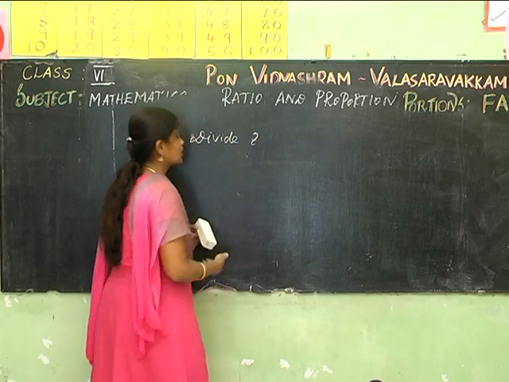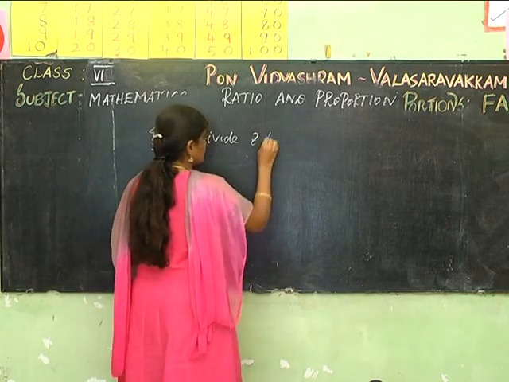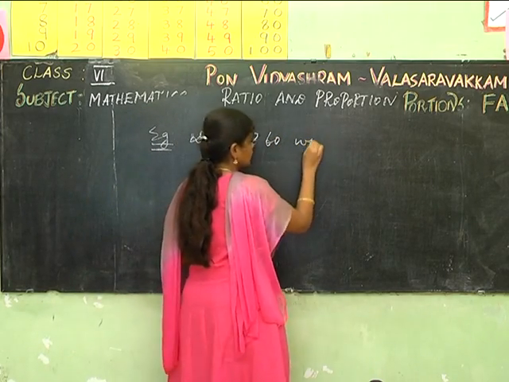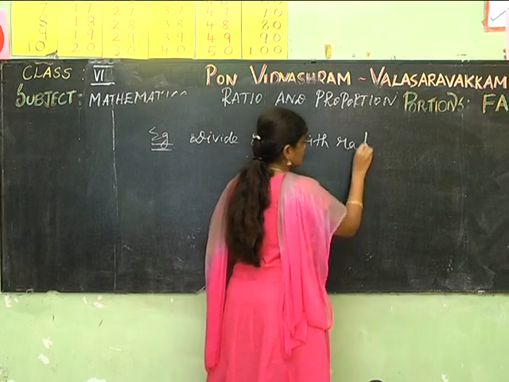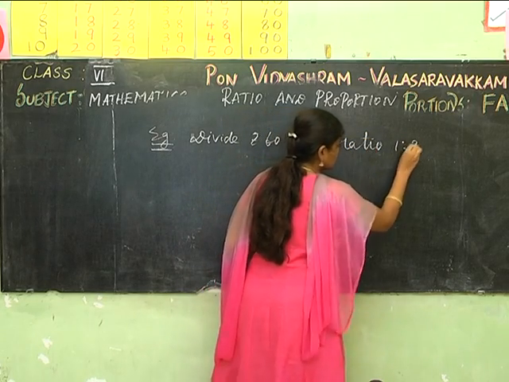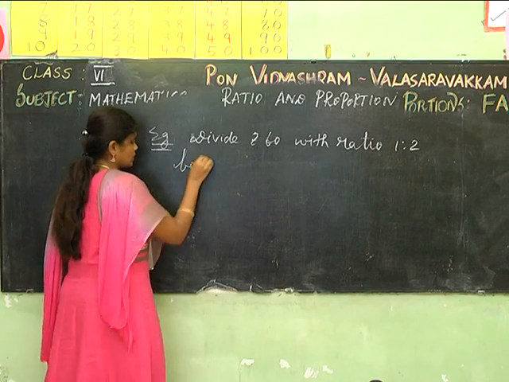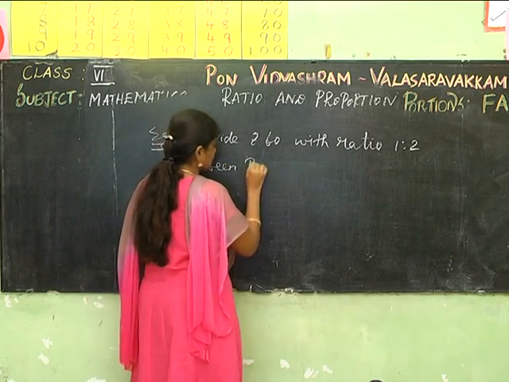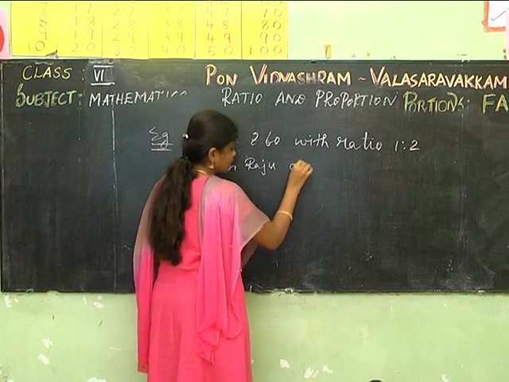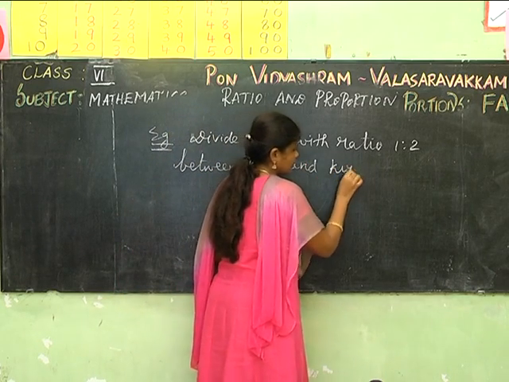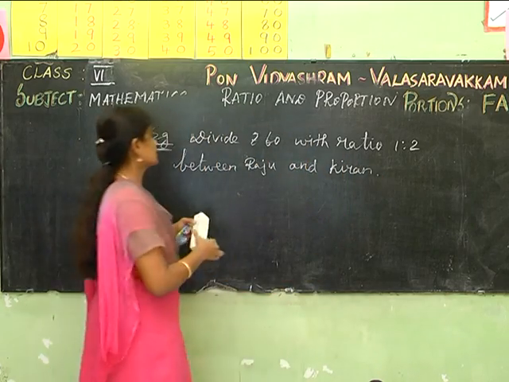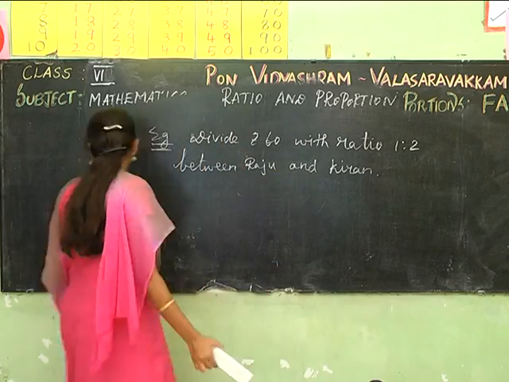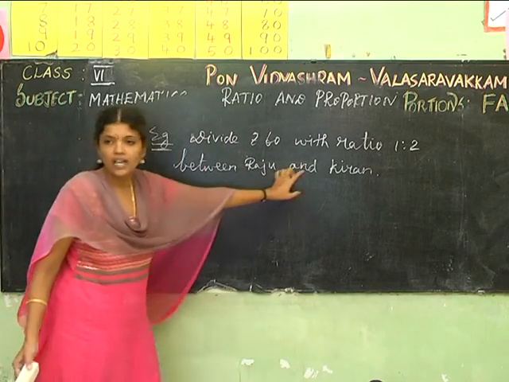Divide ₹60 with ratio 1:2 between Raju and Kiran. See this? Divide ₹60 with ratio 1:2 between Raju and Kiran.